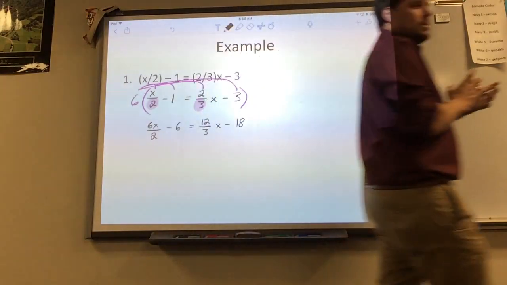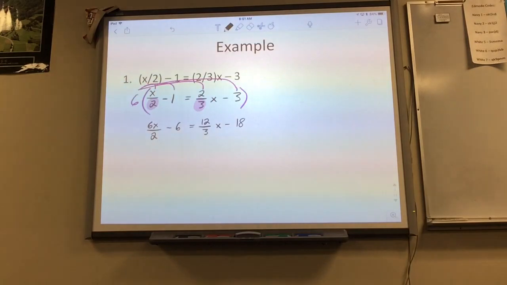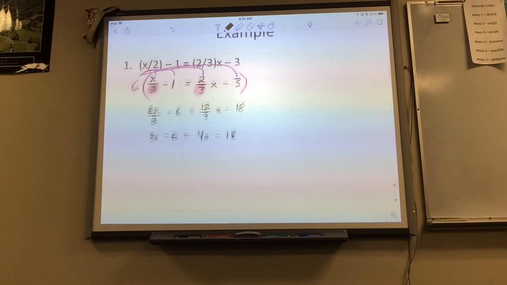The reason we did that is because it turns everything into whole numbers. If it doesn't turn your fractions into whole numbers, then something went wrong. So that 6 over 2 now just turns into a 3. So 3x minus 6 equals 4x minus 18. Now that's a simple problem. What is our step? What do we do next?